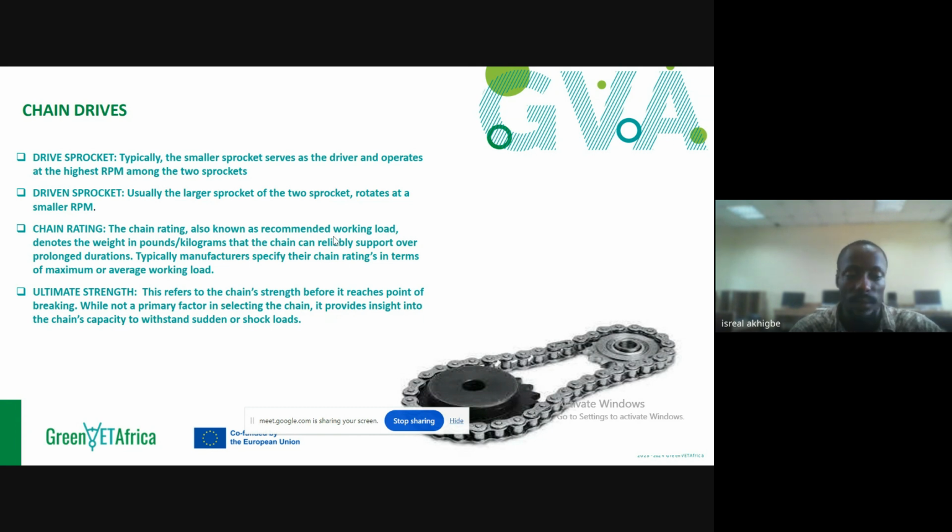All right, so now chain rating. The chain rating is also known as what? Recommended working load, which means there's an amount of load. Remember, torque is what? The turning force of a rotating body. So which means if we put excessive load on this thing, it will tend to want to reduce the turning force.